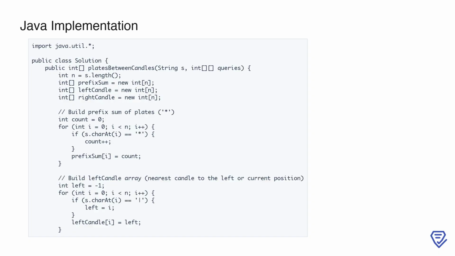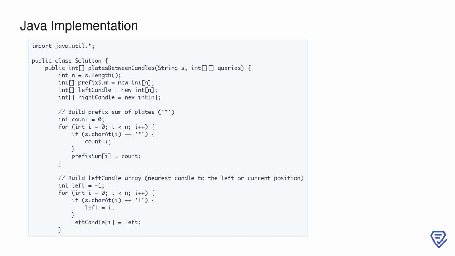The goal is to calculate the number of plates between the closest pair of candles in the specified range for each query. To efficiently solve this, we first initialize 3 arrays: prefix sum, left candle, and right candle. The prefix sum array will store a running total of plates encountered up to each index. We calculate this by iterating through the string and incrementing a count variable whenever a plate, represented by an asterisk, is encountered. This count is then stored in the prefix sum array for the corresponding index.